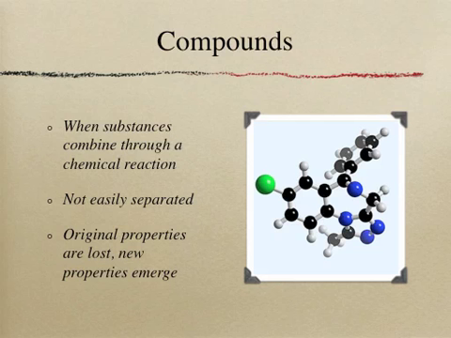Compounds are different. A compound is formed when substances combine through a chemical reaction. And because the chemical reaction forms chemical bonds between each substance, the substances aren't easily separated anymore. Also, the original properties of each substance are lost, and new properties emerge.